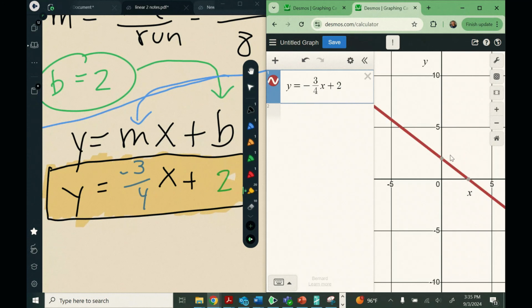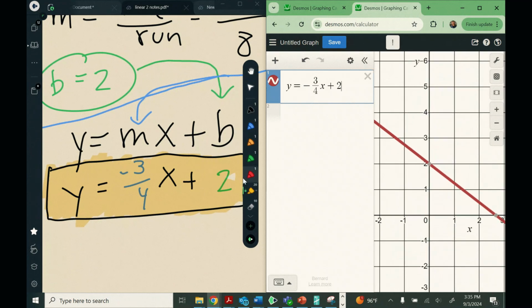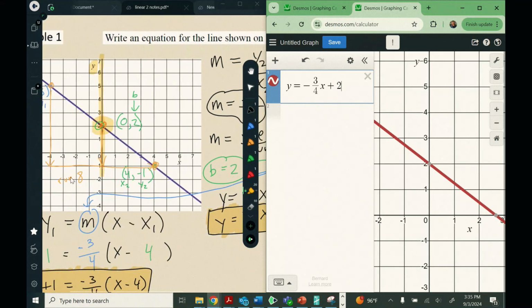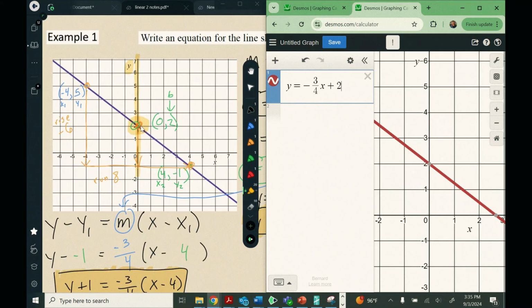Okay, so notice here, this gives us a line on the graph, and we can compare. Let me zoom out over here. Let's take a look at this graph. Did it give us the same line? Well, the original graph has a y-intercept at 0, 2, and looking here, look at that. That's where it crosses the y-axis, 0, 2.